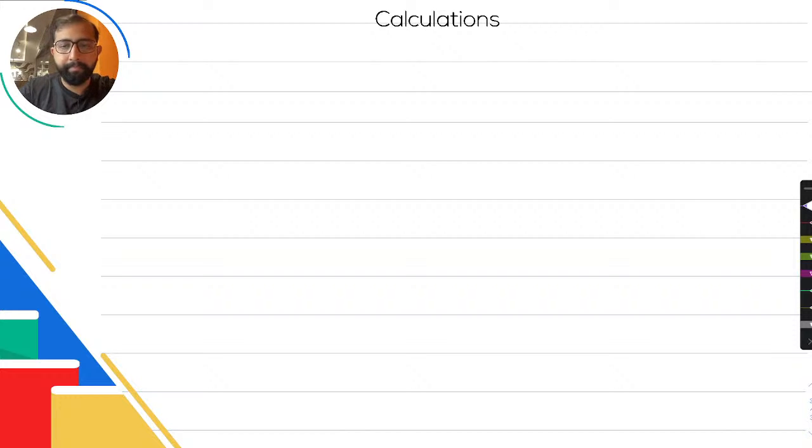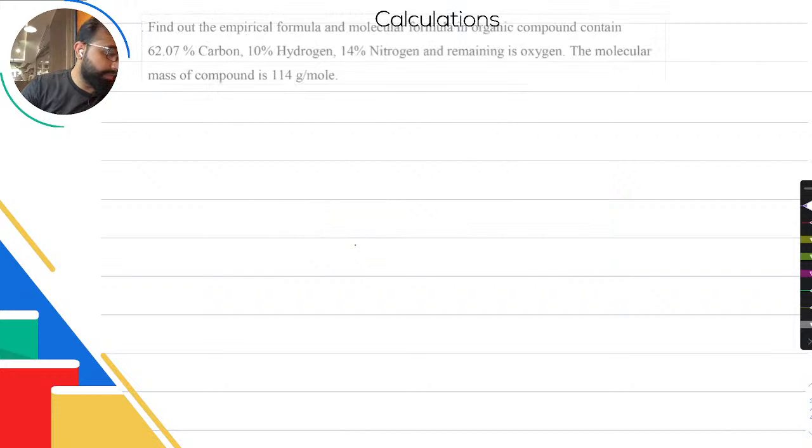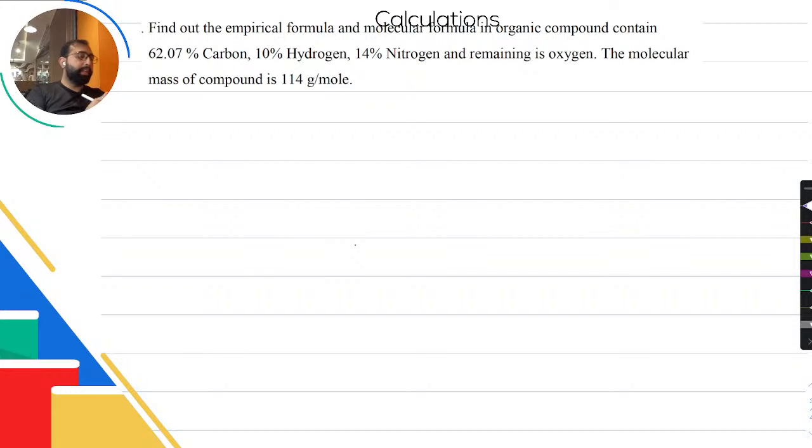Okay, here we go. This is a question that says find out the empirical formula and molecular formula that contains 62.07. The percentages are given. So what's the percentage? Carbon, hydrogen, nitrogen, oxygen, and the percentages are: this one is 62.07, this is 10, this is 14.